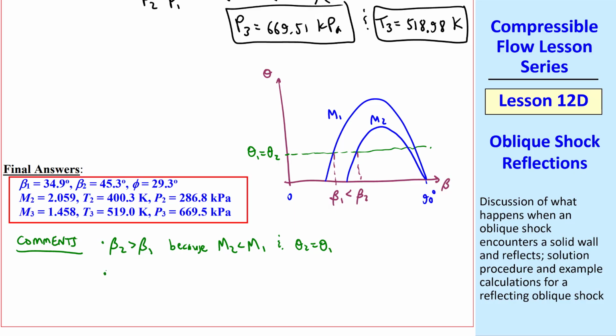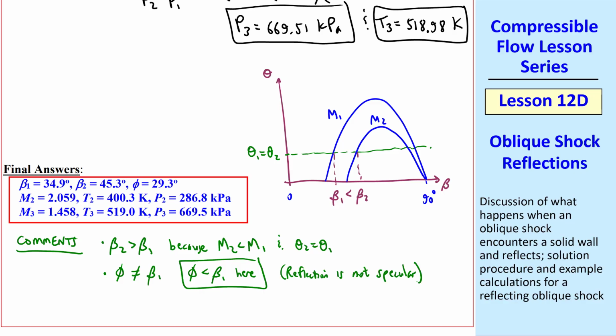My second comment is that phi does not equal beta 1. In fact, phi is less than beta 1 here. In other words, the reflection is not specular. The angle of incidence is not equal to the angle of reflection, as we discussed earlier in this lesson.